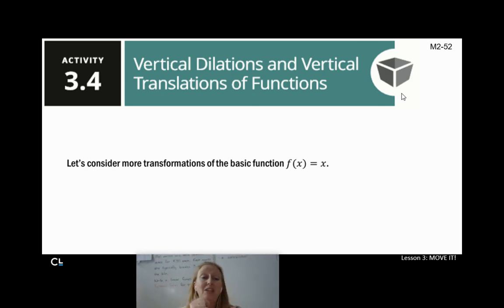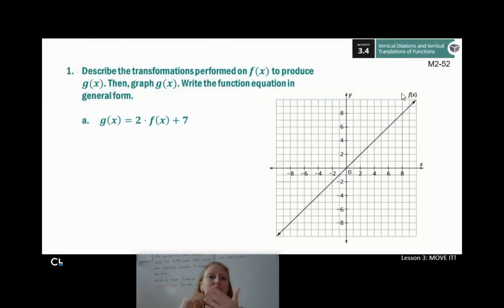So I have several of these problems for you to do. Of course, I can only show one at a time on my graph, but go through these. Can you please describe the transformations performed on f of x to produce g of x? Let's see if you can graph it. Hit pause. Work these out. I've got A, B, C. Hit pause to work these out, and then hit play when you're ready to discuss them.